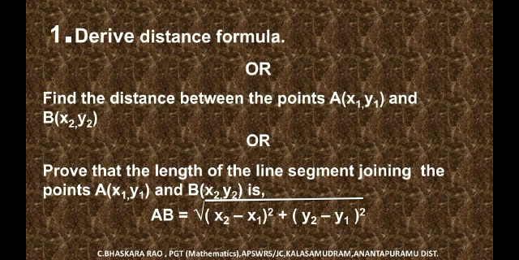That is, our task is how to derive the distance formula or how to prove the distance formula. That is our task. So we will prove the distance formula, or we will find the distance formula. We will prove AB is equal to square root of (x2 minus x1) whole square plus (y2 minus y1) whole square. The answer is one and the same.